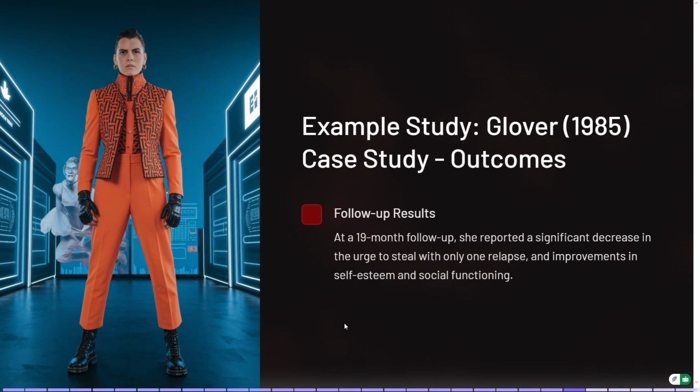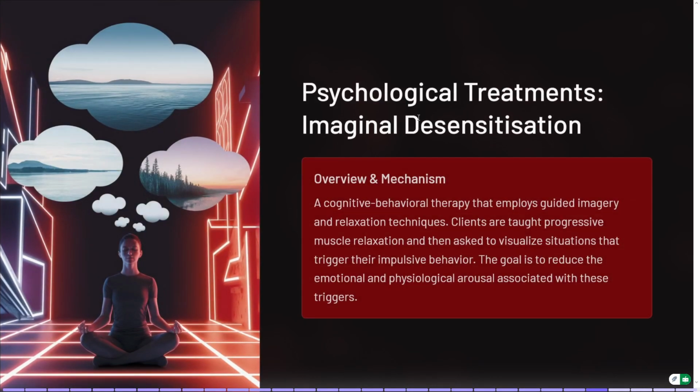So what was the outcome? At a 9-month follow-up, she reported a significant decrease in the urge to steal. So when she was trained to do that, she reduced her urge to steal. In reality, she stopped stealing. And over the past 19 months, which is 1.5 years, she only had one relapse. She only went back into it just once. There was also an improvement in self-esteem and social functioning. So she was able to improve generally.